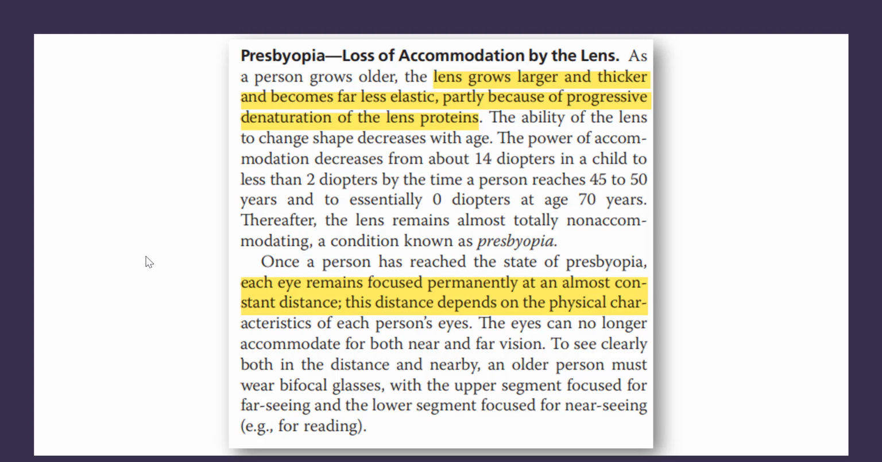And you can know about this when you see that older people, for example, have reading glasses to look at near objects. So they can see at medium range, but they usually cannot see at near distance. And that's the mechanism of presbyopia.